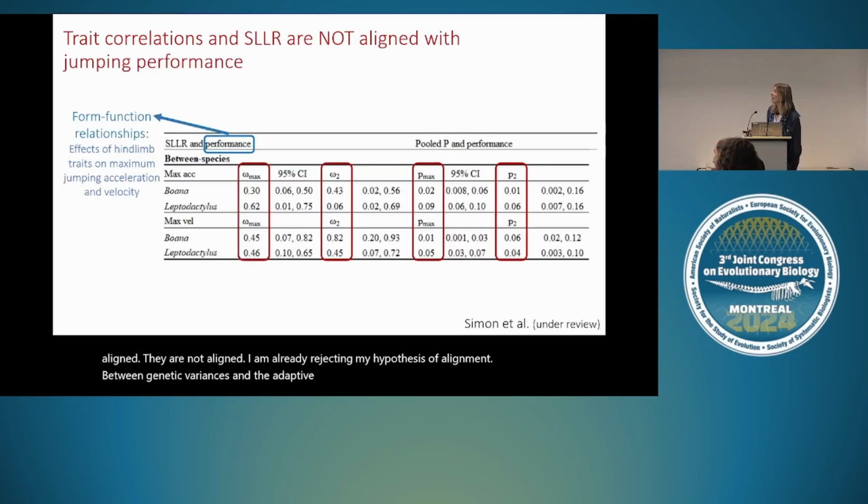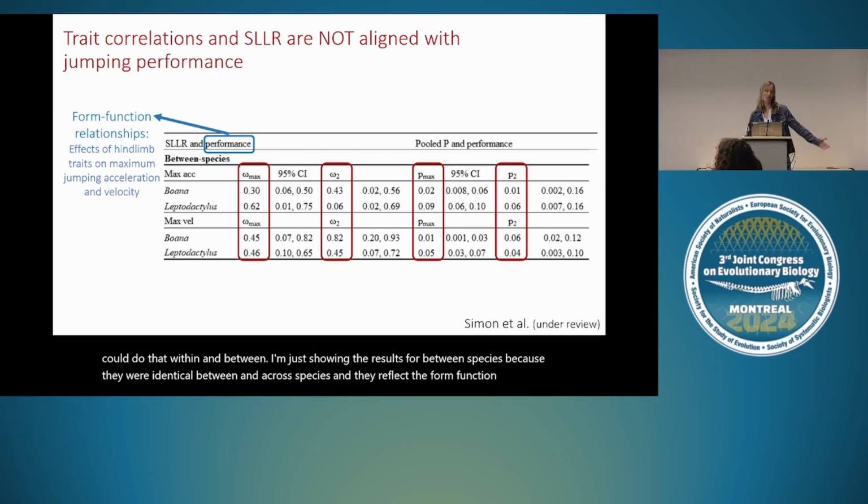So the second part was to see if the selective lines of least resistance and Pmax will align with what I'm calling function. In this case, it's jumping performance. So I estimated performance gradients on the species that we could do that. Within and between, I'm just showing the results for between species because they were identical within and across species. And they reflect the form-function relationships, which is what the symposium is about.